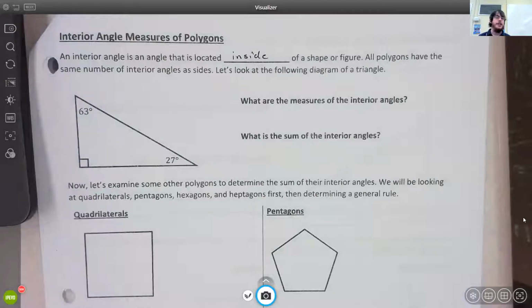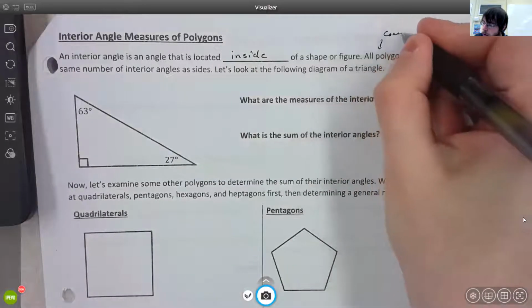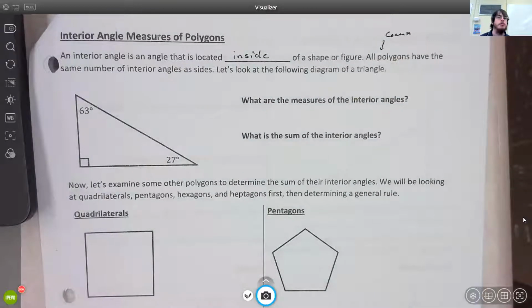All polygons have the same number of interior angles as they do sides. Okay, so they have the same number of interior angles as they do sides if they're convex especially, okay? So the ones we're gonna worry about are the ones that are convex. The interior angle measures of polygons as far as irregular ones and concave ones go, those run into some issues with the dents and the cave-in points. So we're exclusively focusing on convex, okay? So I should technically say convex there, but you know.